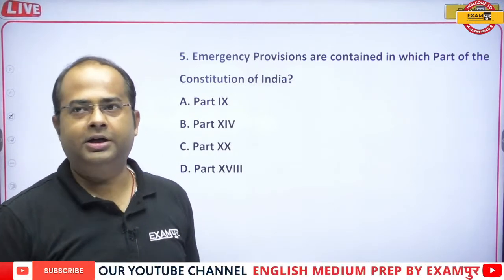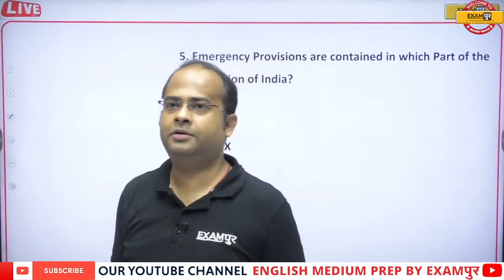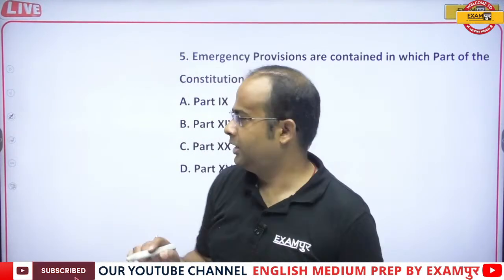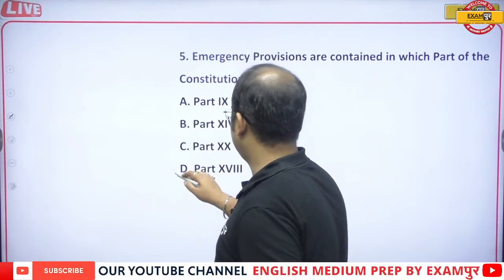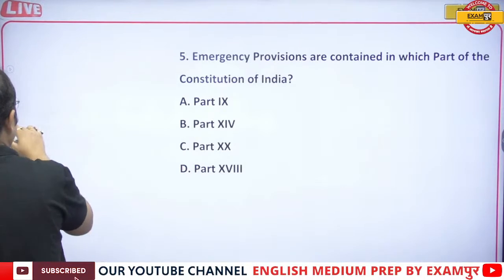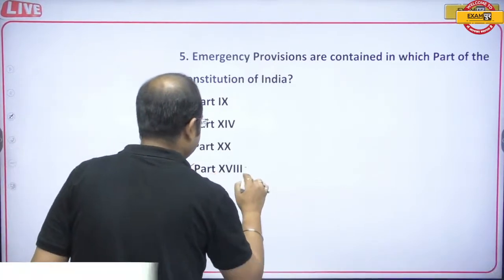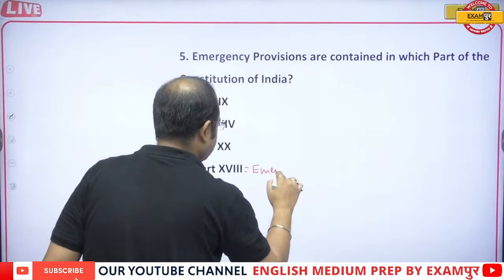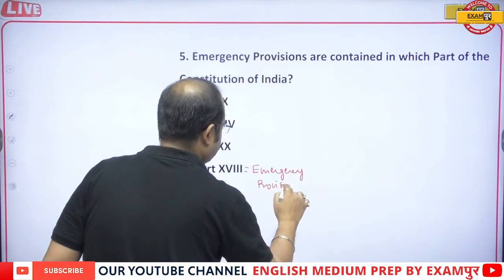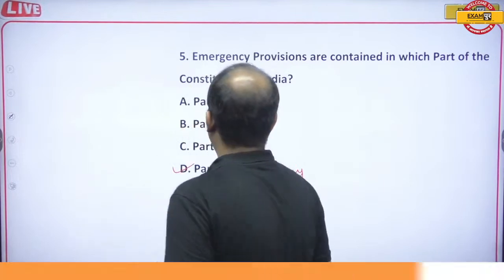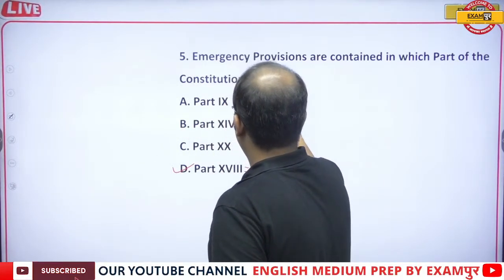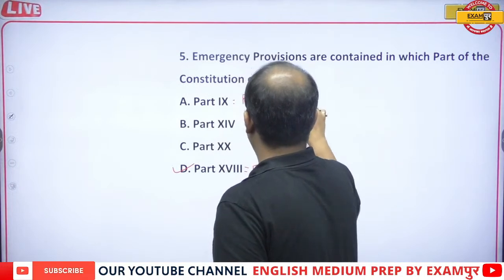Okay, let's see the correct answer. Chandrasekhar, Vijay, Chantharu, Sharvani, everyone is going with option D. And guys, the correct answer is also option D, that is Part 18. So Part 18 has the emergency provisions. Then Part 9 is related to Panchayati Raj system.